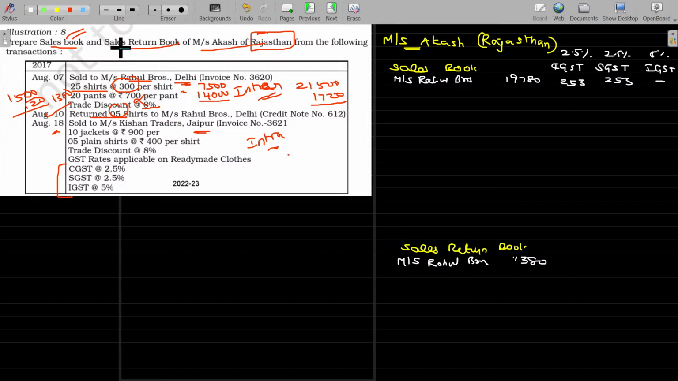Okay. For 1,380, 2.5% being 34.5. And then sales to Mrs. Kishan Traders.